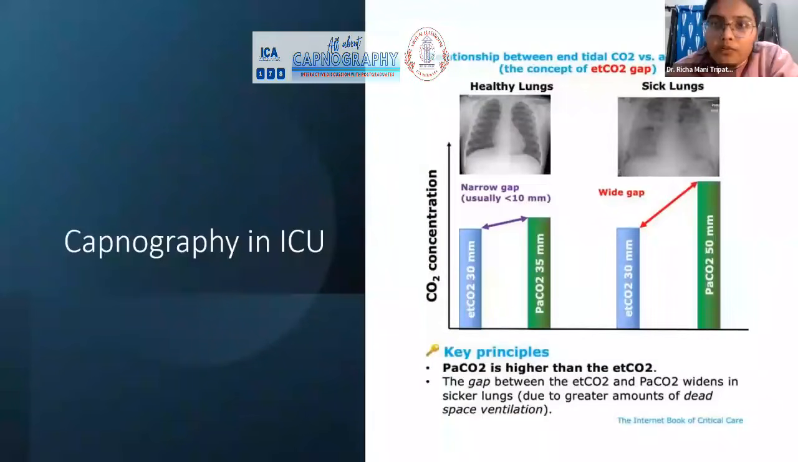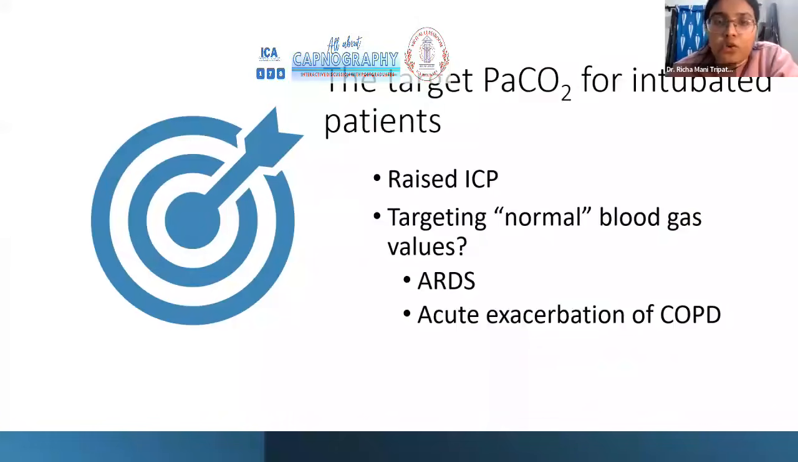Capnography in the ICU will show some correlation between healthy lungs and sick lungs. As we can see, the partial pressure of arterial carbon dioxide is higher than EtCO2 in a normal patient, and this gap increases in patients with sicker lungs due to more dead space ventilation. So it can also help guide the target PaCO2 for intubated patients.